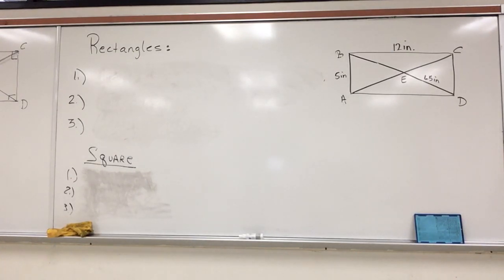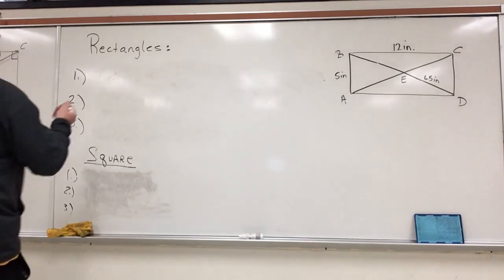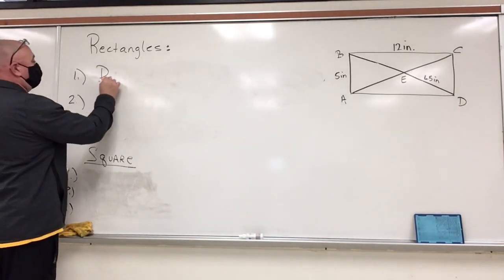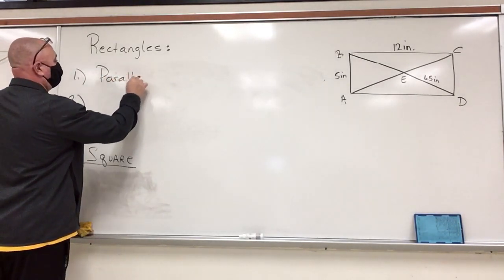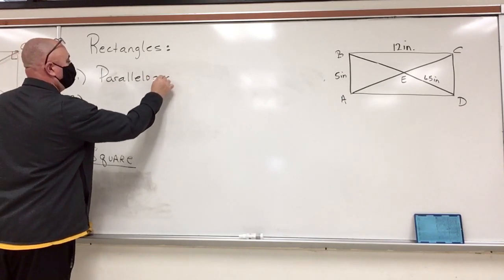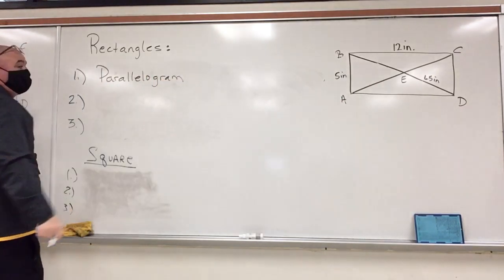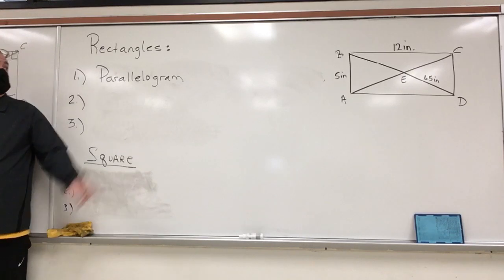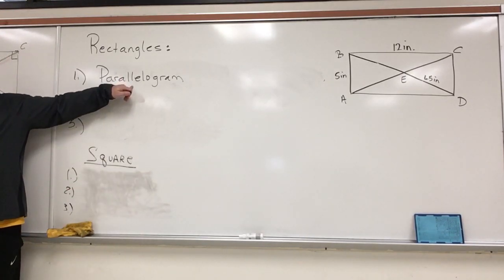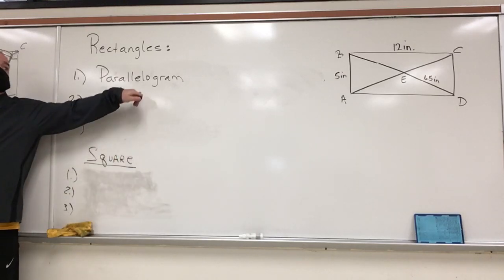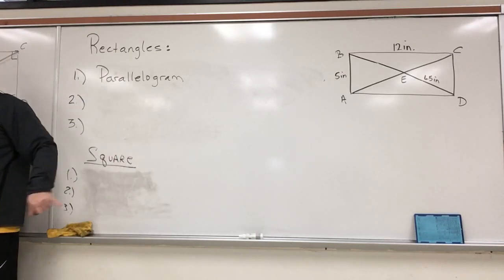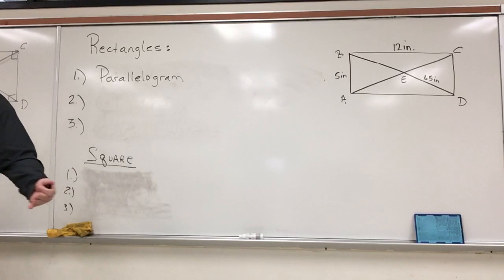Number 1, here we go. A rectangle is a parallelogram. So these 4 things that we talked about over here have to happen here also. Okay? They have to happen. These 4 things got to take place here. If these 4 things don't take place here, we ain't got a rectangle.